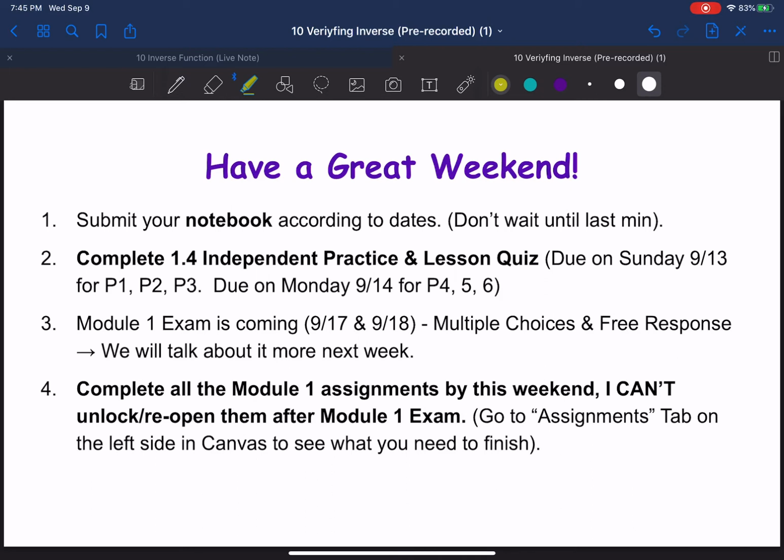By the way, this topic, verifying two functions, will not be on the test or on the quiz. But you will see that in the future. The Module 1 exam is coming next Thursday and Friday. And please complete all the Module 1 assignments by this weekend because I can unlock them after that.